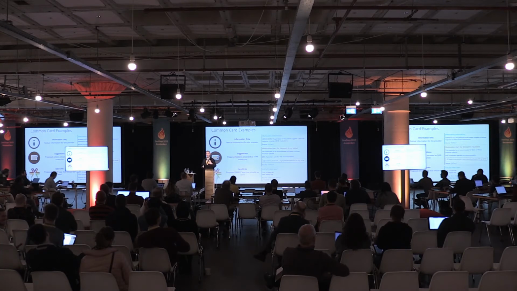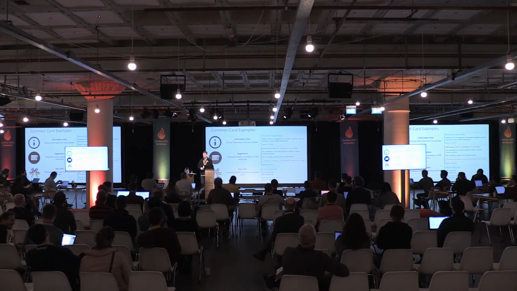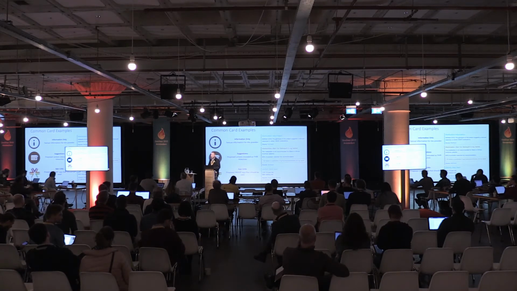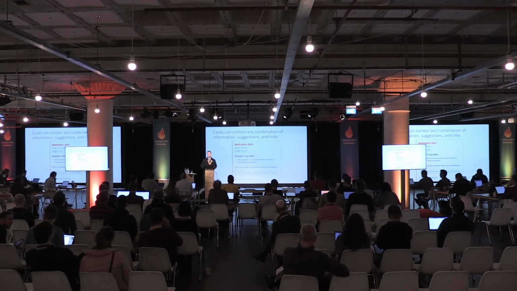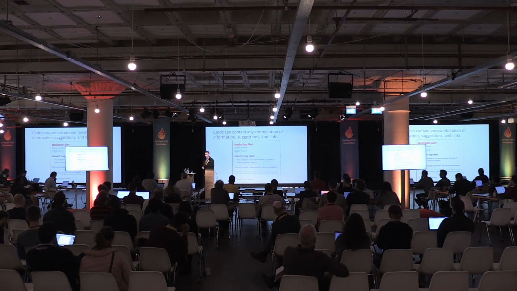Now, when I list out these different card examples, it's common to refer to these as information cards, suggestion cards, and app link cards, but there is no card type attribute on the response. These are merely just the types of information that you could return. And that being the case, you could combine these in any number of different ways. So here's an example that has information and suggestion and links.